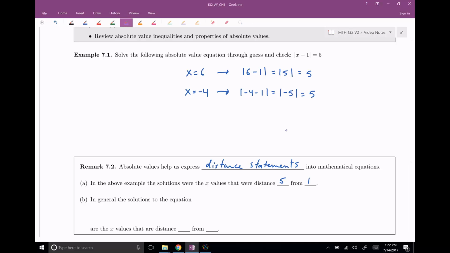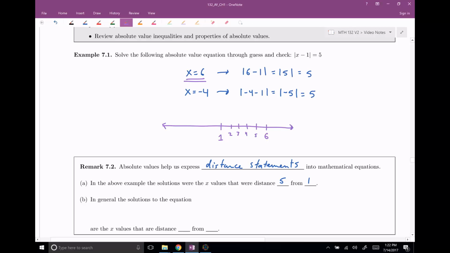Don't believe me? Good. Let's go ahead and draw out our number line here. So, distance 5 from the value 1. I'm going to be interested in the value 1, and if I move 5 units to the right, 1, 2, 3, 4, 5, that would be 2, 3, 4, 5, 6. And that was one of our solutions. So when I move 5 to the right, I get 6, which was one of our solutions.